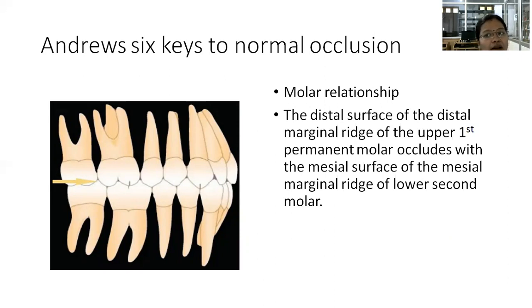The key one is the molar relationship. As Angle has given, the mesiobuccal cusp of the maxillary first molar lies on the mesiobuccal groove of the mandibular first molar. Andrews has the same thing, the relationship is the same, but given in different terms: the distal surface of the distal marginal ridge of the upper first permanent molar occludes with the mesial surface of the mesial marginal ridge of the lower second molar. This is the term given by Andrews, but basically it is the same as given by Angle.